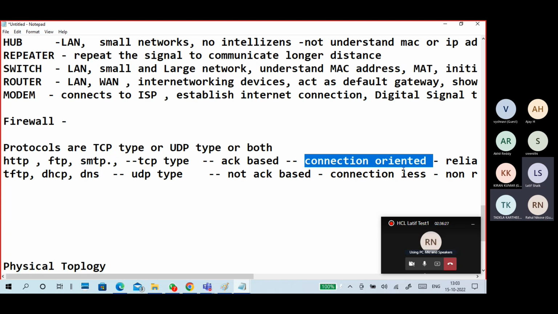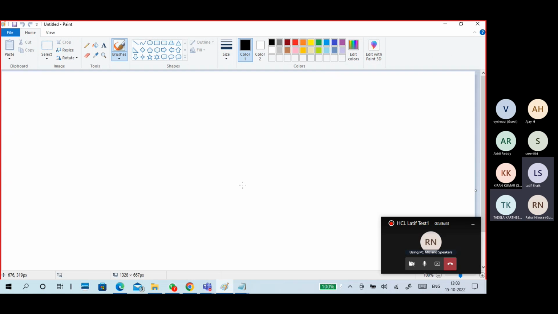Connection oriented means, for example, you are speaking to someone, and he is nodding his head or telling something back. It looks like a two-way communication. Even as you are telling, this guy is listening and nodding his head, or maybe saying yes sir, no sir, like that.